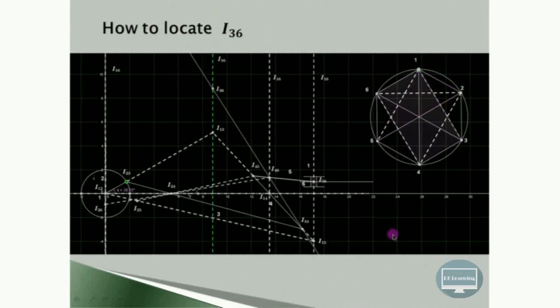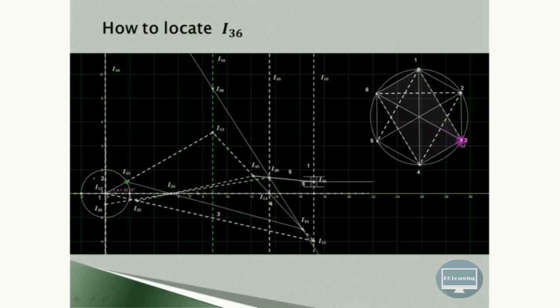Similarly, we can locate I36. So join this 3 6. It will form two triangles on either side of this. So it is 1 3 6. This is the combination of 1 6 and 1 3. So 1 6 we can transfer on 1 3. We have transferred this 1 6 on 1 3 over here like this. So initially transfer this 1 6 on 1 3.